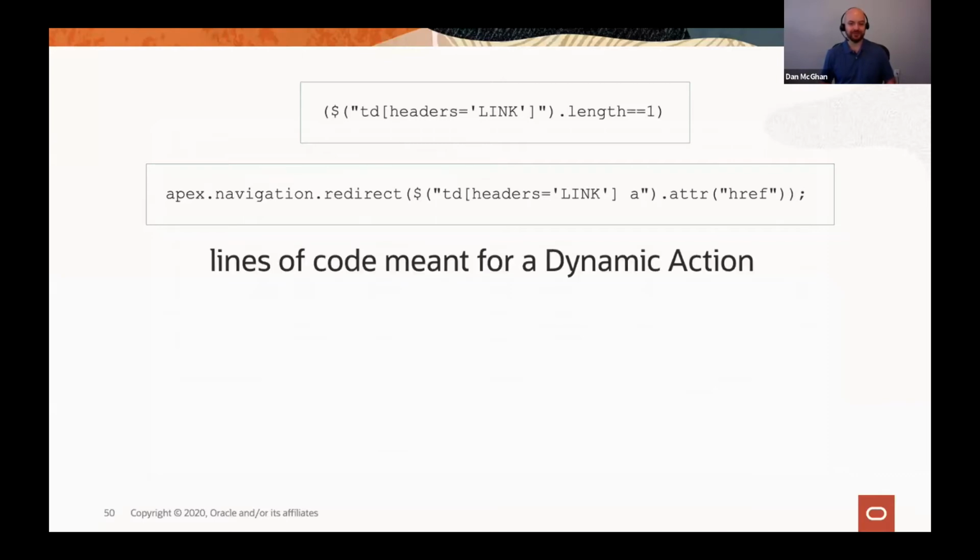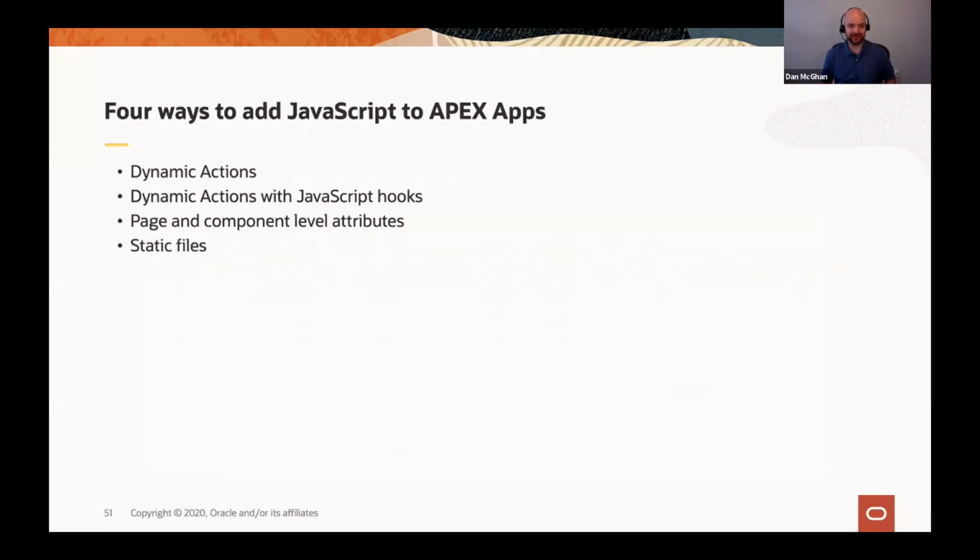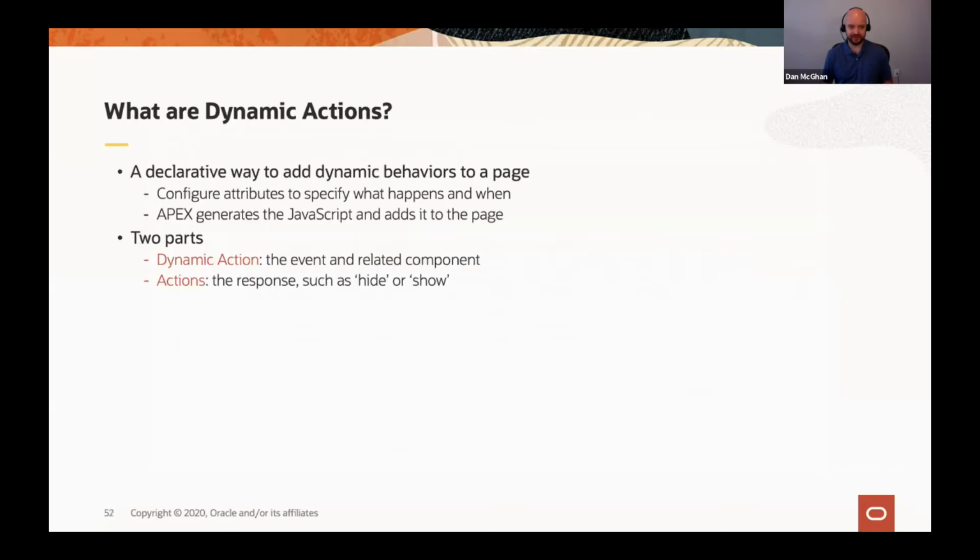In this case, the lines of code were meant for a dynamic action. And as I see it, there are really 4 ways you can add JavaScript code to your Apex applications. And we'll look at the first 2 here today. So dynamic actions and dynamic actions with JavaScript hooks, but there are also page and component level attributes, and then you get into static files for more advanced use cases.